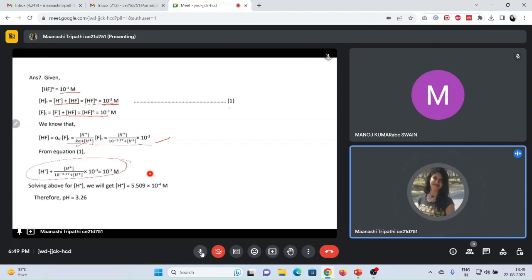After solving this equation, we will get H plus as 5.509 into 10 raised to power minus 4 molar. And what is the pH? pH will be negative log of H plus ion. So this is the pH we got.